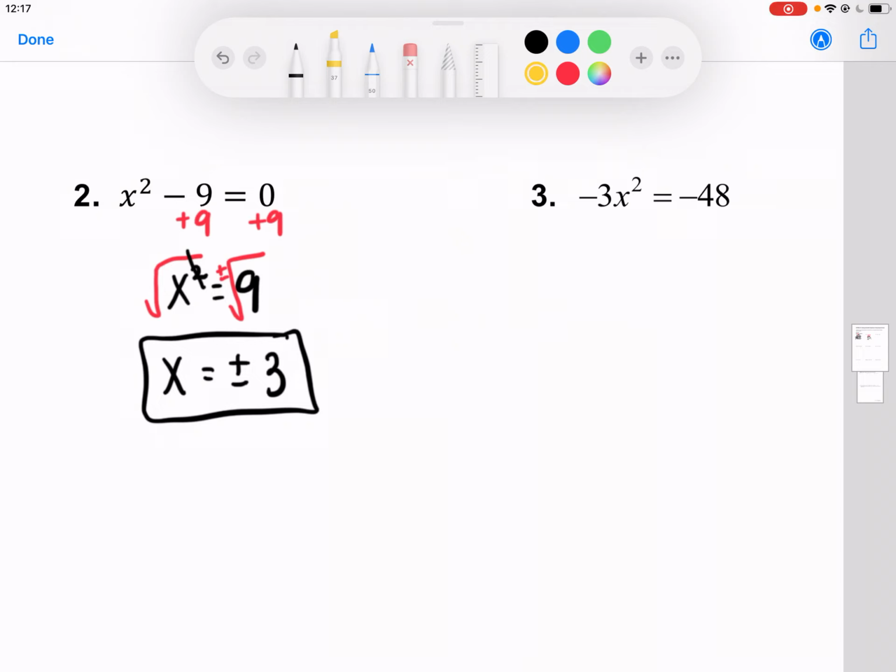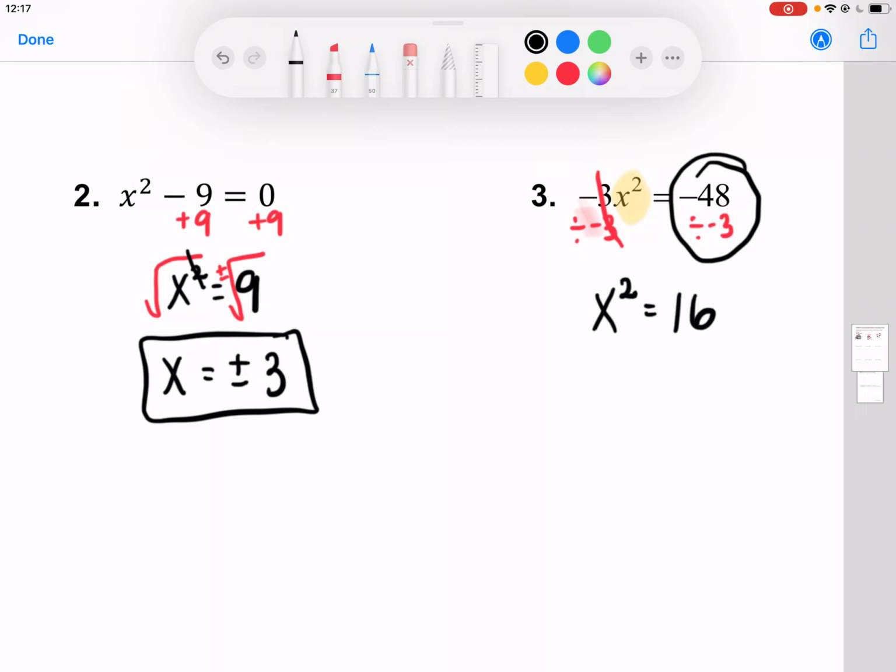Okay, next problem. Once again, there's only one term that has an x squared, but this time there's a coefficient in front. If there's a coefficient, you're going to go ahead and divide both sides by that coefficient. That way you have x squared equals, and then you just figure out what negative 48 divided by negative 3 is. That's positive 16. And now we can get rid of the square by taking the square root. Just don't forget the plus or minus in front. So you have x equals plus or minus, or positive or negative, and square root of 16 is 4.